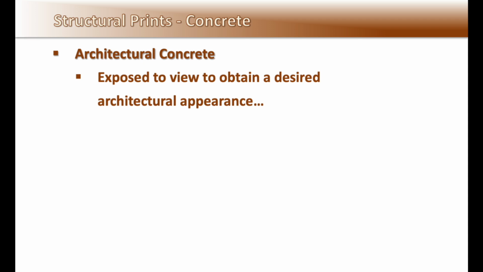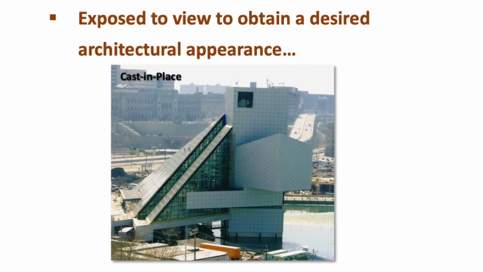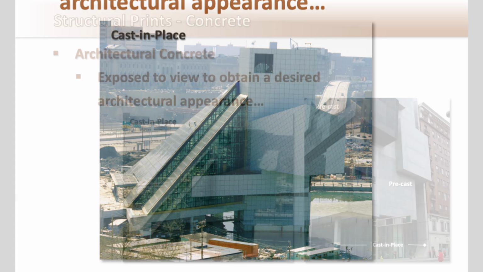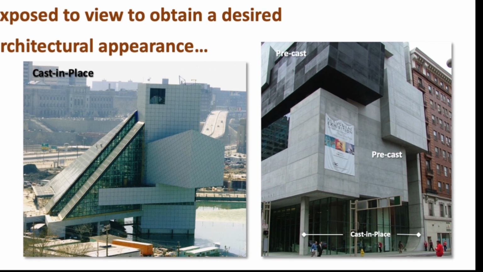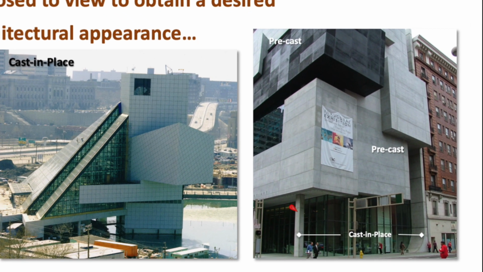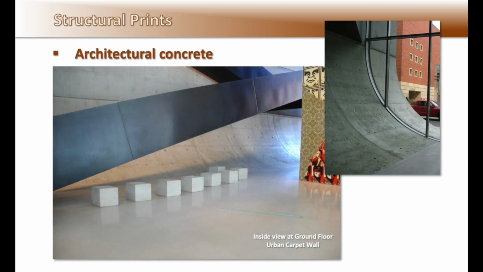Architectural concrete is concrete exposed to view to obtain a desired architectural appearance, used both inside and outside of a structure. An example would be the Rock and Roll Hall of Fame in Cleveland, using all-white concrete designed by I.M. Pei, and the Rosenthal Contemporary Art Museum designed by Zaha Hadid. Note the columns and the urban carpet wall are cast in place, while precast was used on the upper portions of the structure to enclose the building. And here in the same museum, from the inside looking down the urban carpet wall. Architectural concrete can be both decorative and structural.